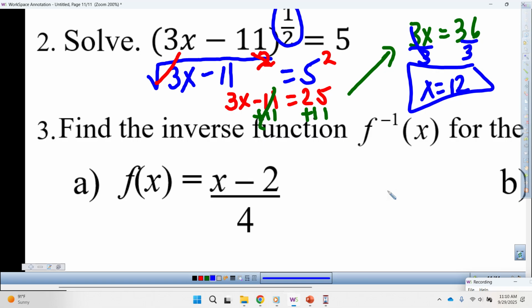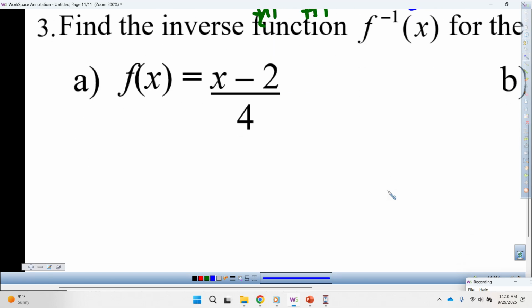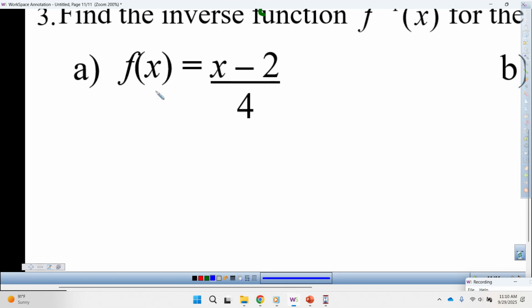All right, let's go to number 3A. Here we go. Step 1, change this to y form. So y equals x minus 2 over 4. We need to get rid of the 4. What is the 4 doing?